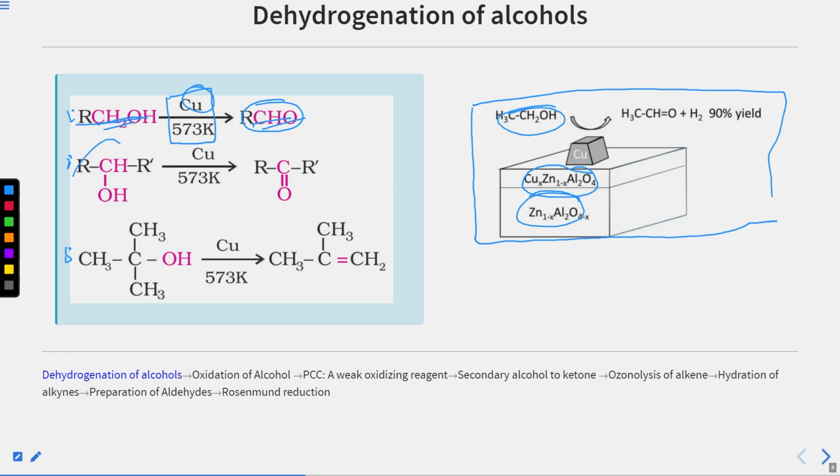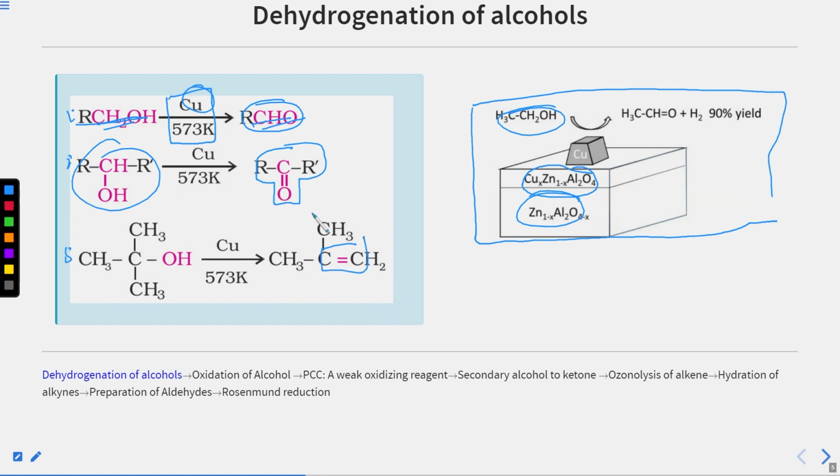Further, if you have 2 degree alcohol, then in that case we will get ketone, because in ketone, the carbonyl group is present between two carbons. Further, what happens if you take 3 degree alcohol? In case of 3 degree alcohol, simple removal of H2O takes place to give alkene.